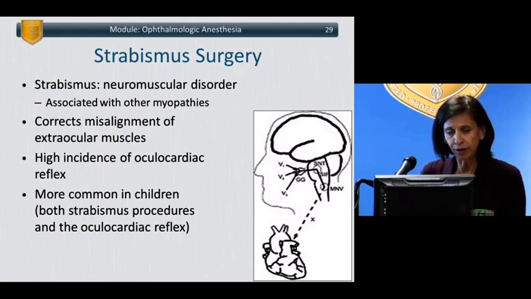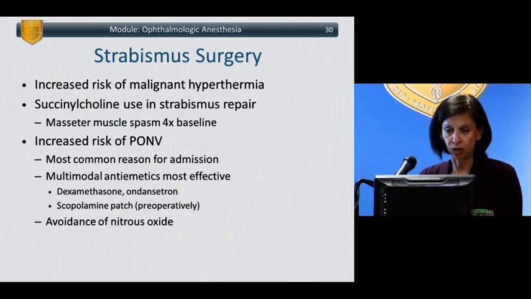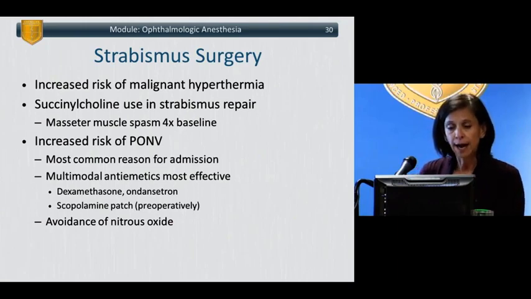And there seems to be a very high risk or incidence of ocular cardiac reflex in patients undergoing strabismus surgery. And the ocular cardiac reflex is more common in children, and strabismus procedures are more common in children. There's also an increased incidence or risk of malignant hyperthermia in patients who have strabismus.